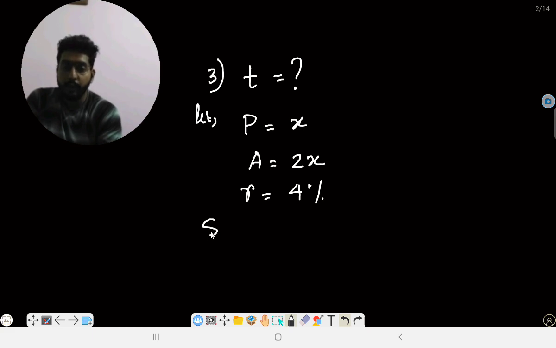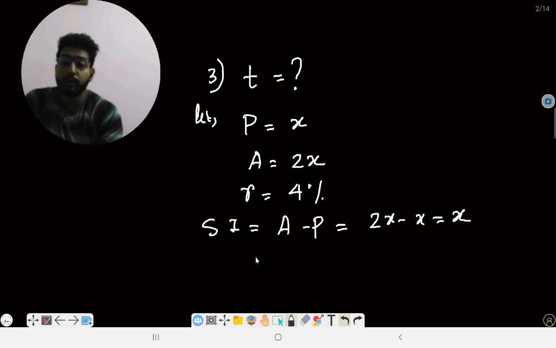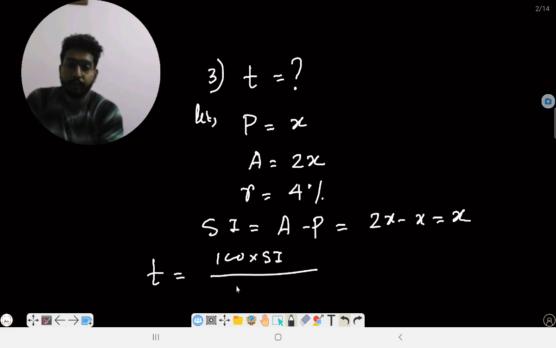Now first find SI. Now how to find SI? Amount minus principal, that is 2x minus x, that means x. So that will be the SI. Now we need to find the time. So for time, what is the formula? 100 into SI by P into R. This is the formula.